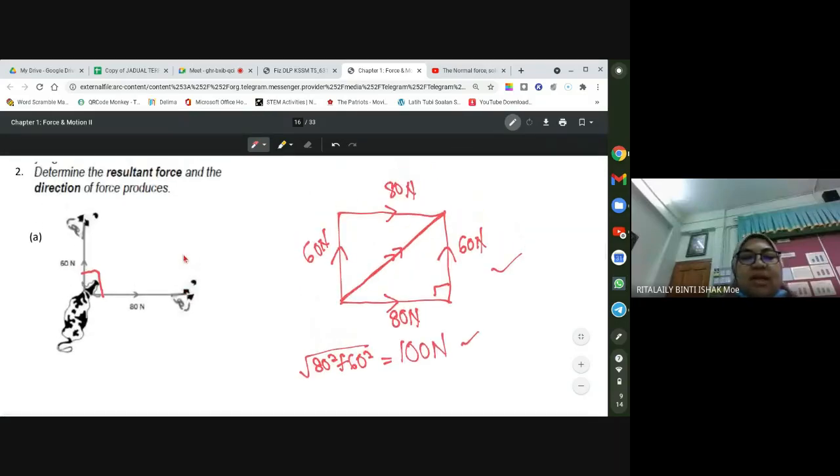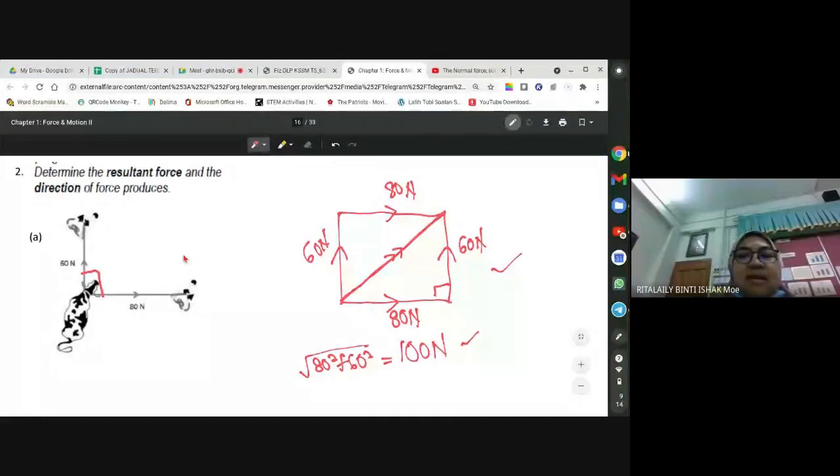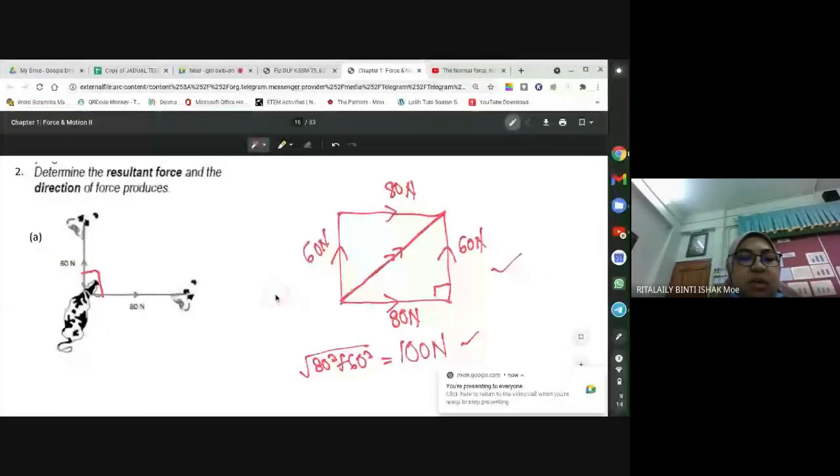Can you understand the second question, 2A? How we get the resultant force? Any question on this? Any response? No. Okay, everyone understands? Okay, so now let's go to the next question, which is B.